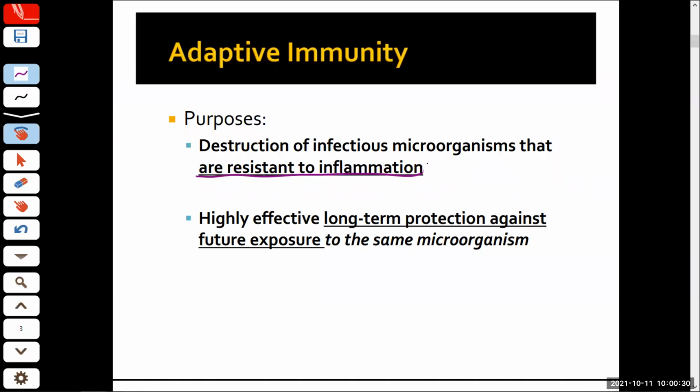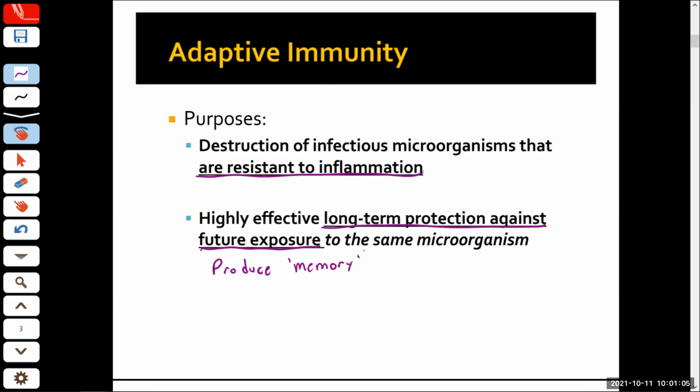The other big difference between the second and the third line of defense is that we get this long-term protection against future exposures. The third line of defense will produce this idea of memory. You will remember who has attacked you. You will remember that you beat them before, and you will remember how to do it again.